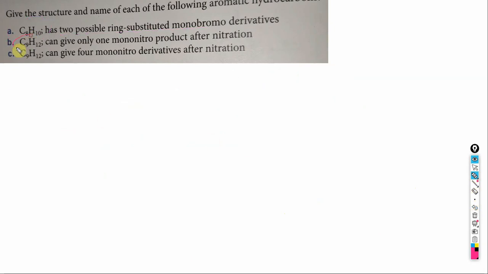And C9H12 is the next structure that they give you, and they say that it can give only 1 mononitration product. Alright, so they're doing a nitration of this ring, and if you look at C9H12, compare that with C9H20, again a difference of 8, which corresponds to 4 double bond equivalents. That means you again have one benzene ring, which corresponds to 4 double bond equivalents.